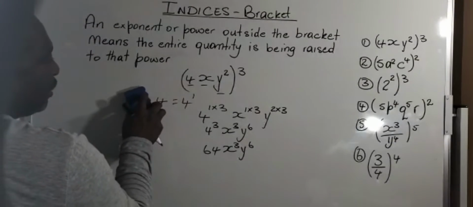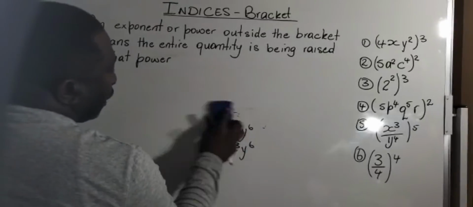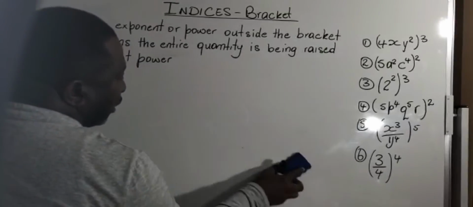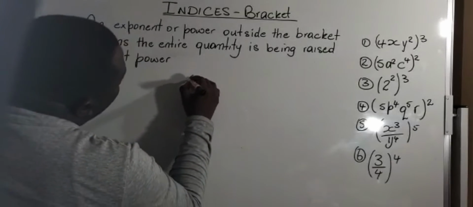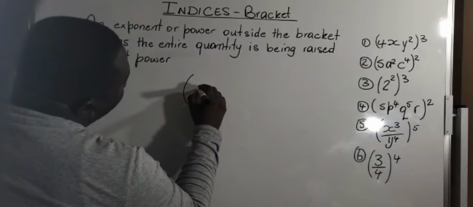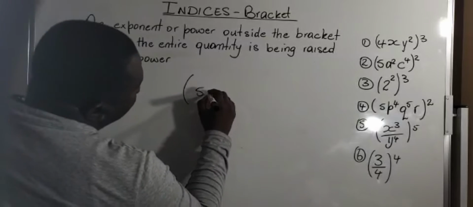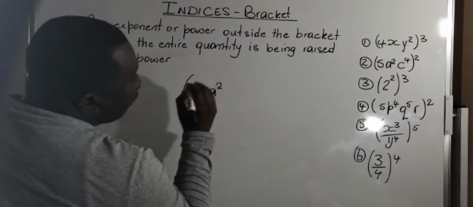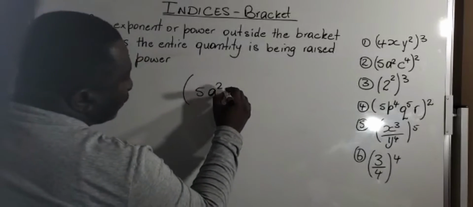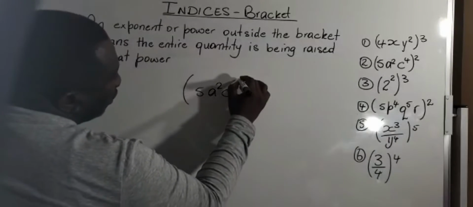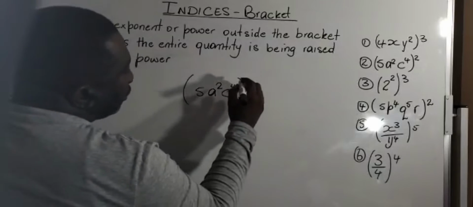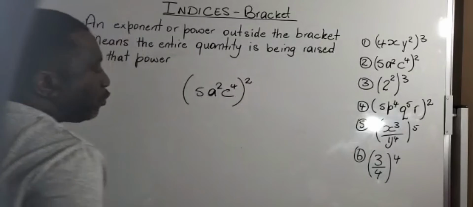I'm going to be erasing, and I'll take the second problem, which is bracket open 5a squared c to the fourth, bracket is being closed, raised to the power of 2.